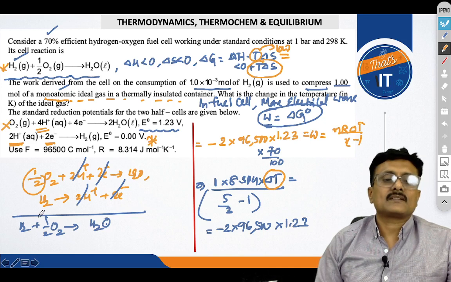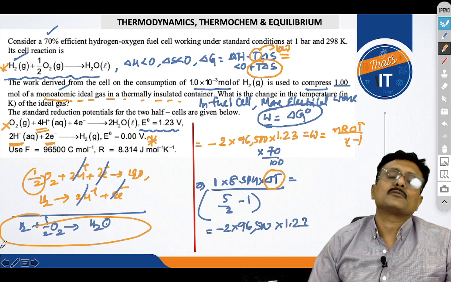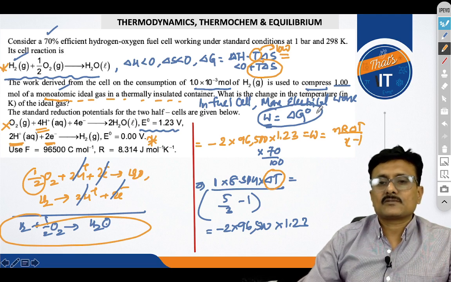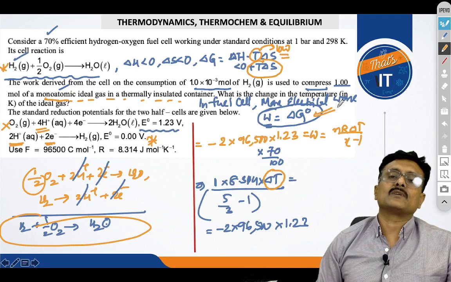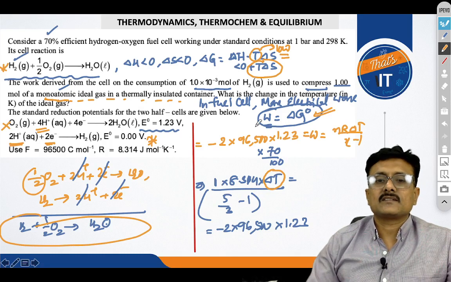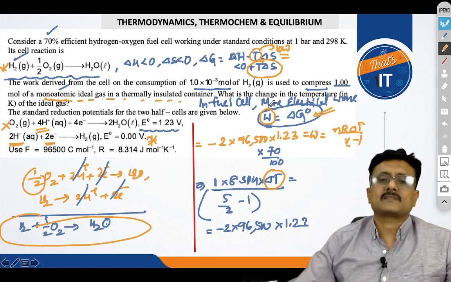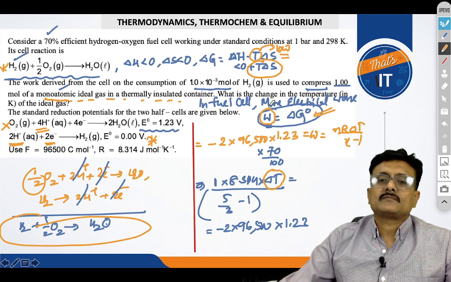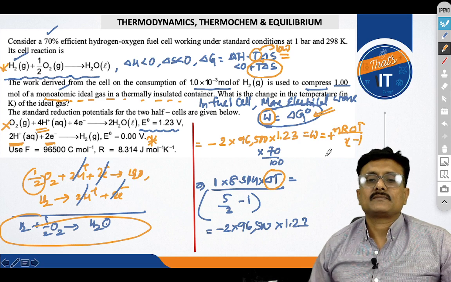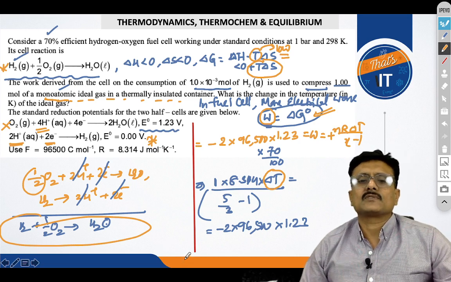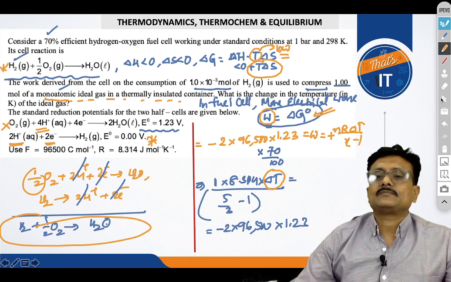What you should know is that the reaction taking place inside the fuel cell is giving rise to some energy that is called maximum electrical work, and that energy is used for the compression. Alright, isn't it? So I am taking the work as positive. So you have to equate this value so that you get the delta T. Okay.